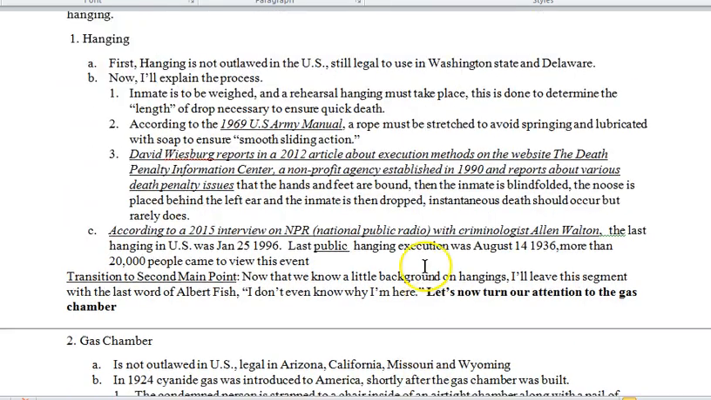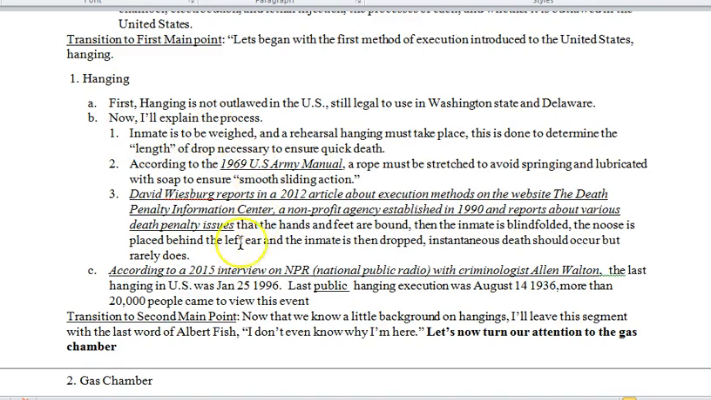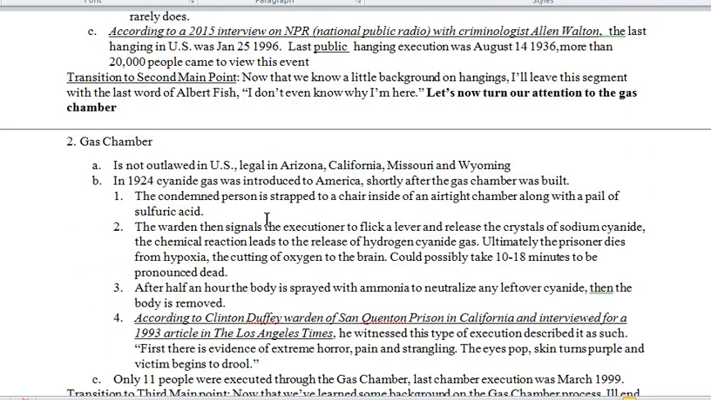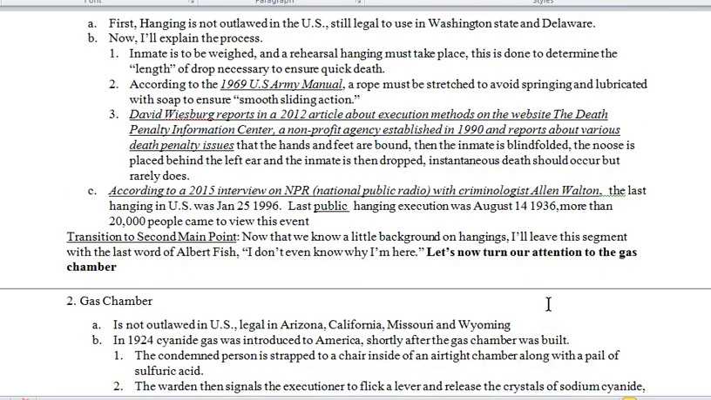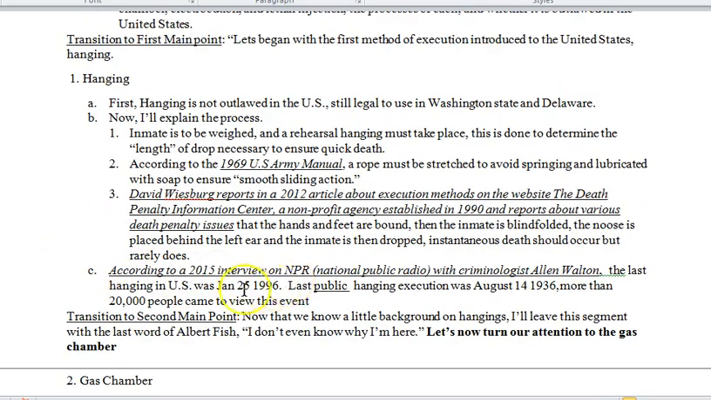Again, we have the process, which is exactly what we had up here for hanging. So that's good to do, to have a very similar substructure or subpoint structure. And it looks like here, C, only 11 people were executed through the gas chamber. Last chamber execution was March 1999. Okay, that is also similar to what we heard up here about hangings.